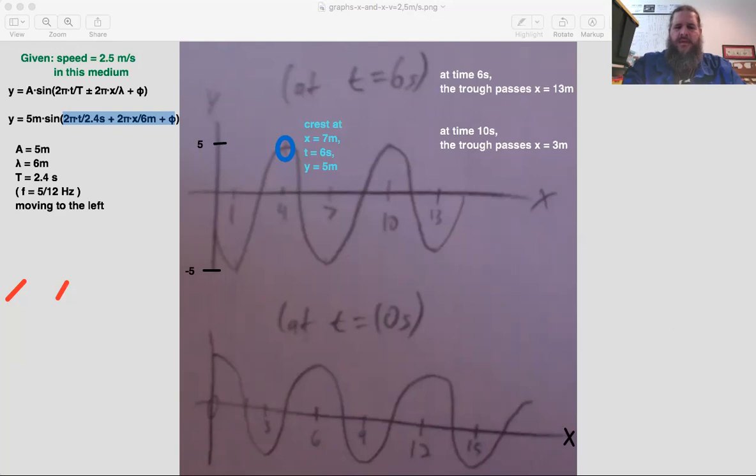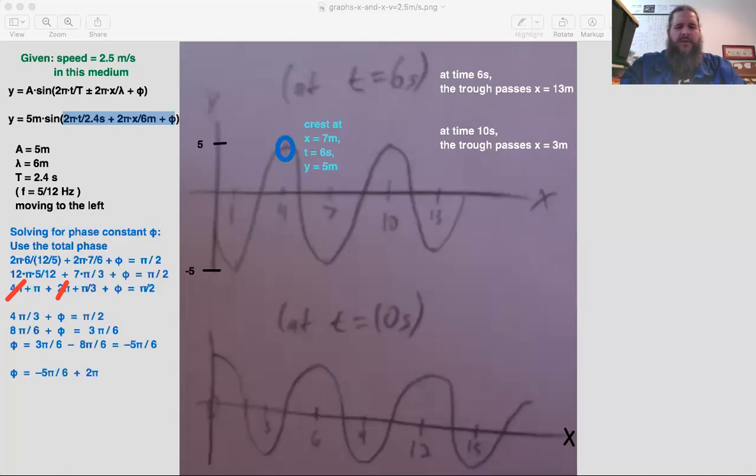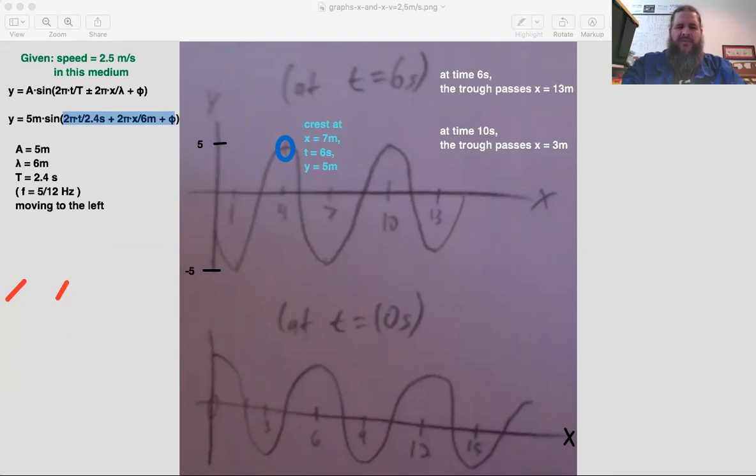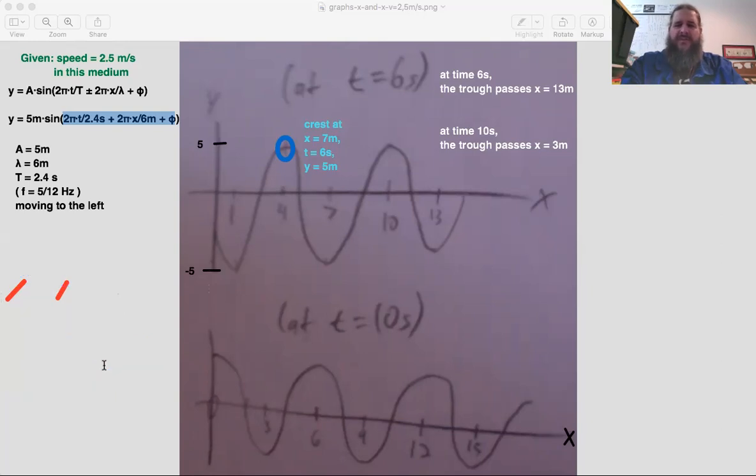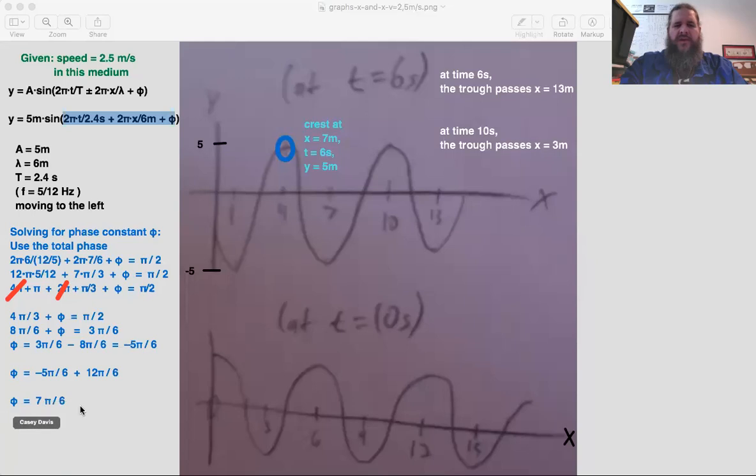2 pi. Yeah. So let's take our negative 5 pi over 6 and add 2 pi. That'll make it positive. 2 pi in sixths is going to be 12 pi over 6. So we're just adding one full cycle. No real change to the meaning, just changing the way we're writing it as a number. Negative 5 plus 12 would be 7, so 7 pi over 6. So that's what I would use as the phase constant here.